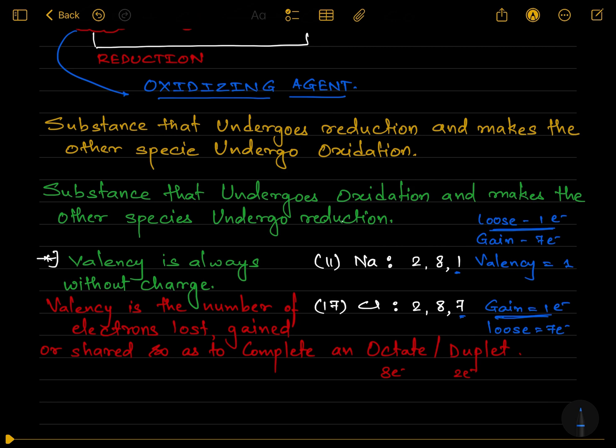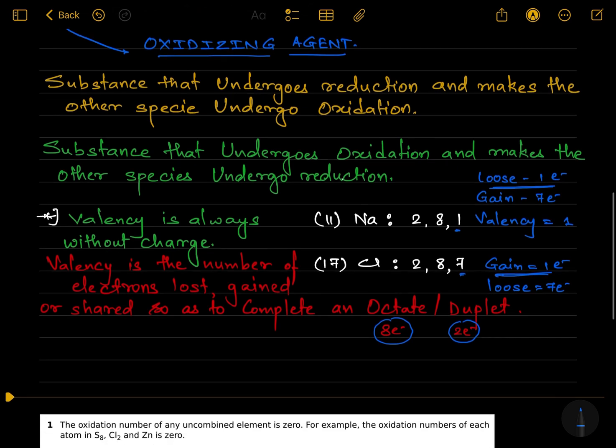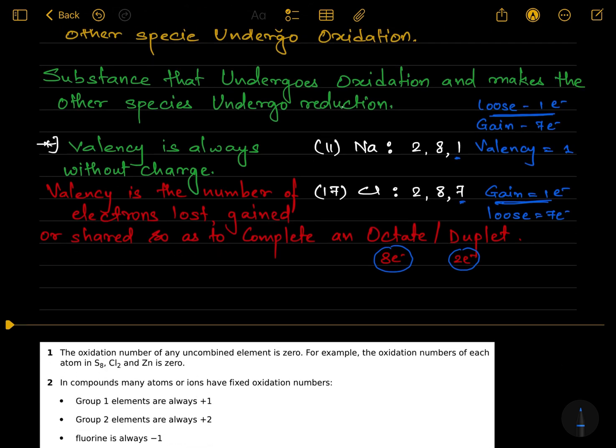Why? Because valency is just the number of electrons which an atom would gain, lose, or share so as to complete their octet, that is 8 electrons, or to complete a duplet, that is 2 electrons in their outermost shell. Okay, now let's understand what you mean by oxidation number.